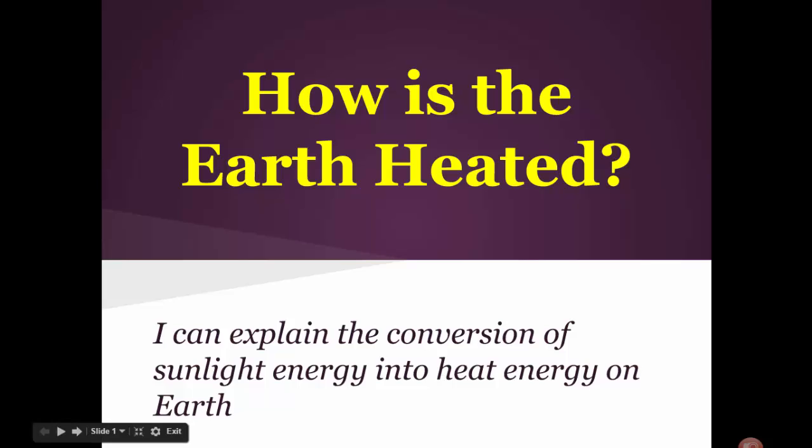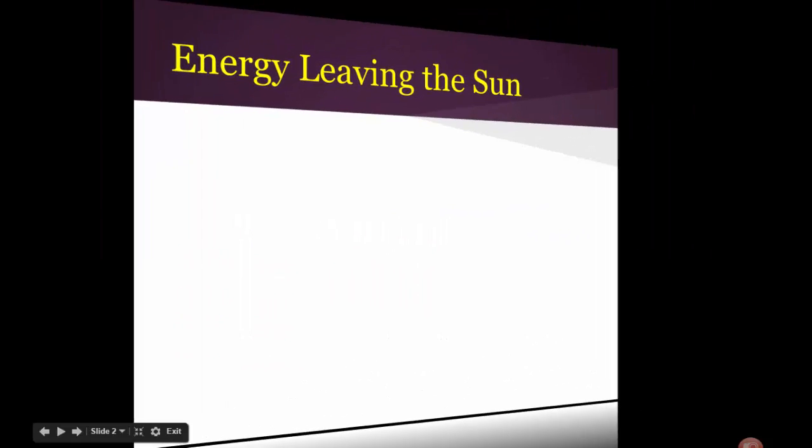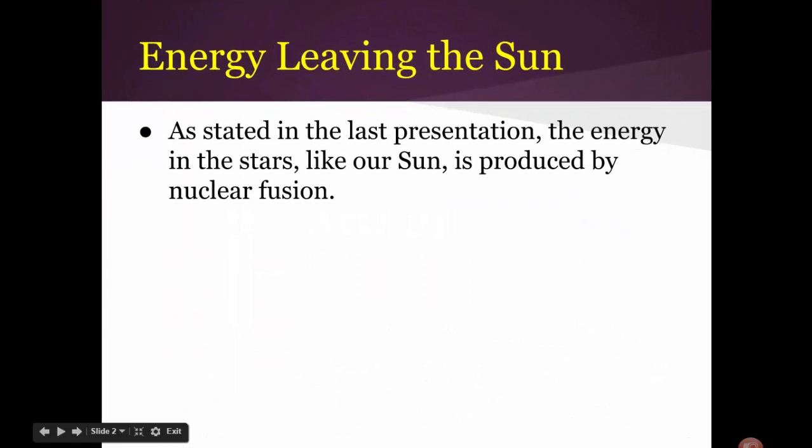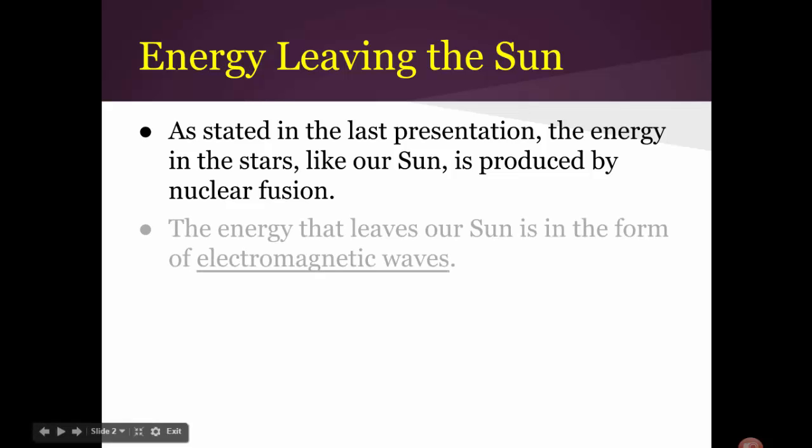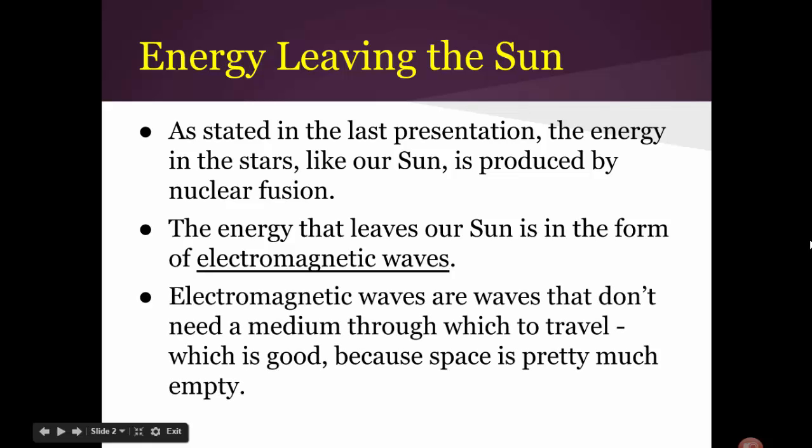I want to continue our discussion on how the sun's energy makes it down to the Earth. So, to start off, let's review the fact that in the sun the energy is produced by nuclear fusion. We know that this leaves the sun in the form of electromagnetic waves, and what that means is that it doesn't need a medium to travel through.